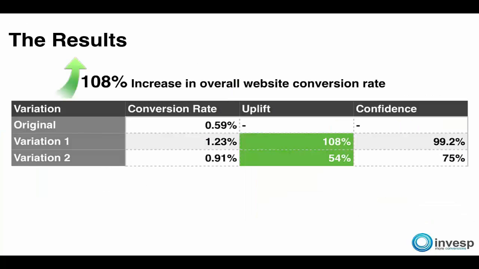Here are the results. Variation 1, with 108% uplift, 99.2% confidence. That is an amazing confidence rate. We love to see these confidence rates. By the way, design 2, variation 2, also gave us a really nice conversion rate uplift, 54%. So those of you guys, the 63%, it's not too bad. However, the confidence level is 75%.